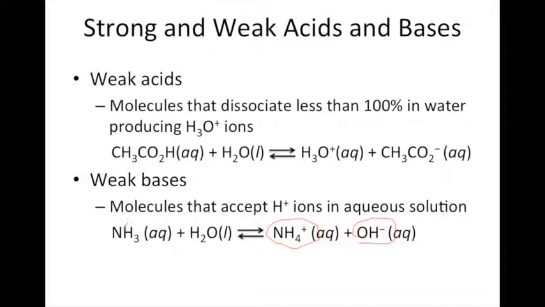Now, of course, since it's weak, you still have some ammonia present. So not all of the ammonia is converted into ammonium. So at equilibrium, you still have some concentration of ammonia, some concentration of ammonium, and you've produced some hydroxide.